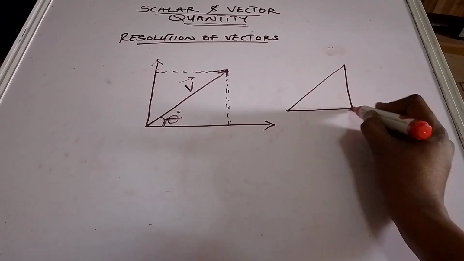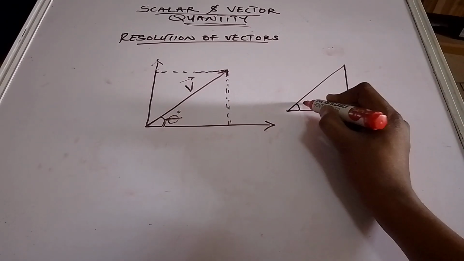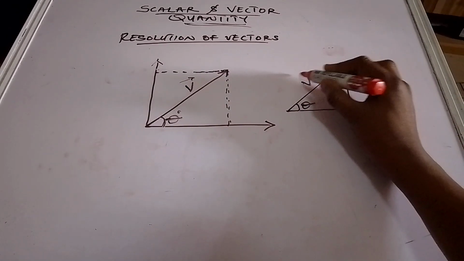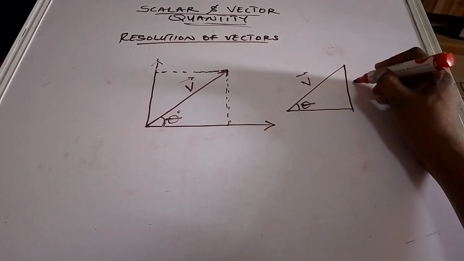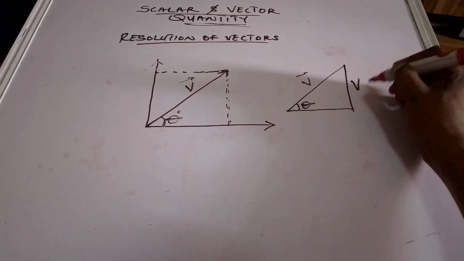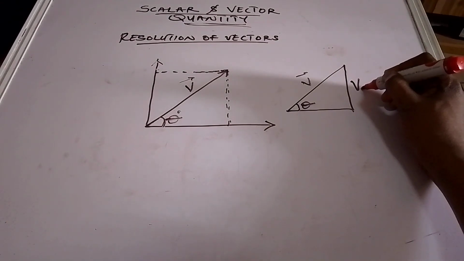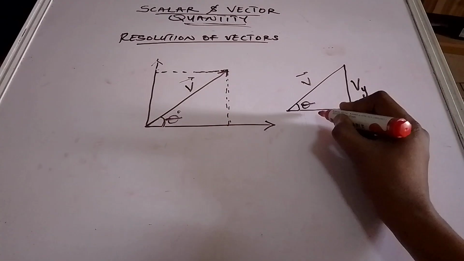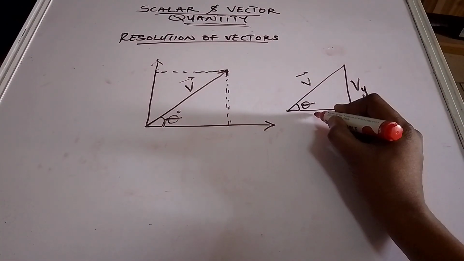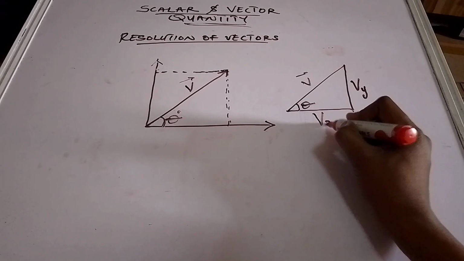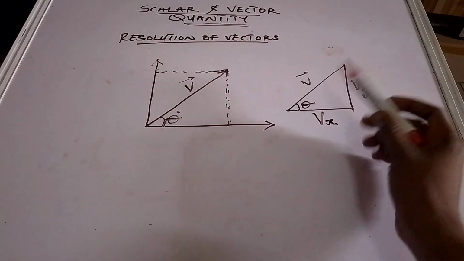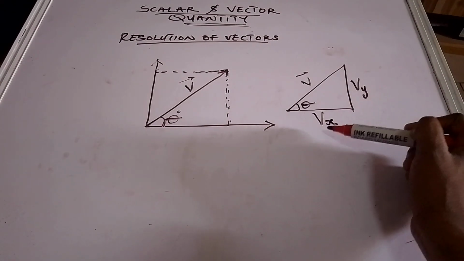So in this case, this is the angle theta. This is the vector we are looking at. This is the vertical component of the force. Let's call it Vy, Y axis. And then we have the horizontal component of the force, let's call it Vx, X axis. So how do we get the vertical component? How do we get the horizontal component?